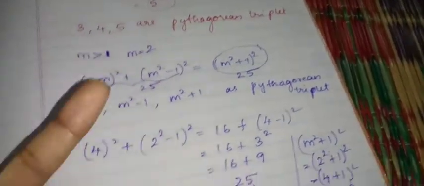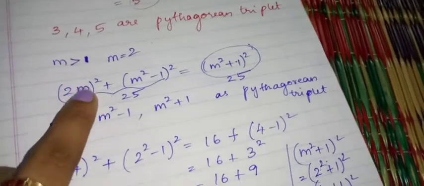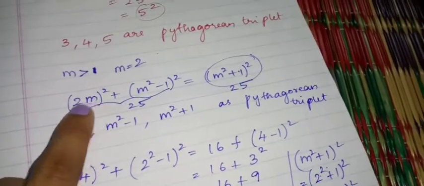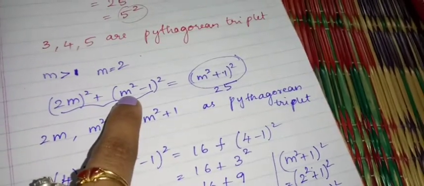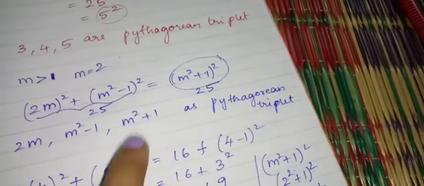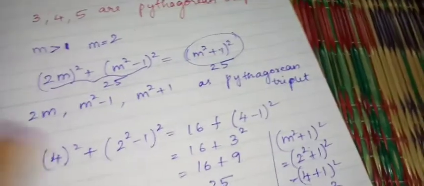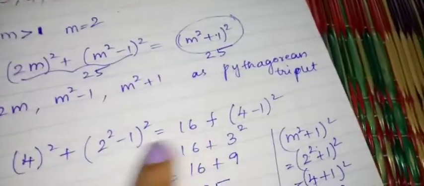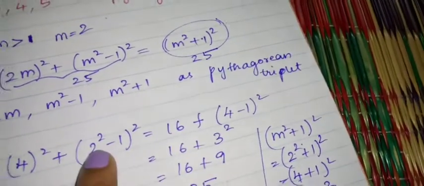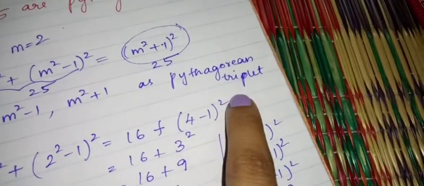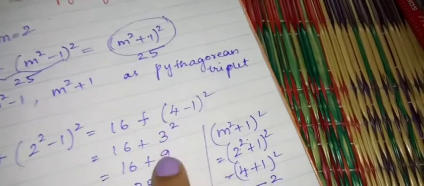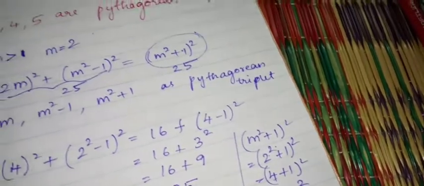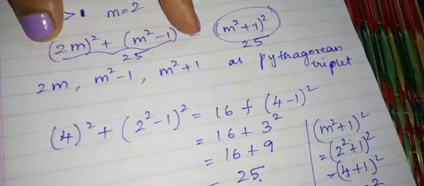You can take 2, 3, 4, 5, any value. Just substitute 2 into m. 2 2s are 4, 4 square, plus m value is 2, 2 square minus 1 the whole square. Don't forget the square. 4 square is 16. 4 4s are 16 plus 2 square, 2 2s are 4, minus 1 the whole square. 4 minus 1 is 3, 3 square, 3 3s are 9. 16 plus 9 is 25. I found the answer for this.